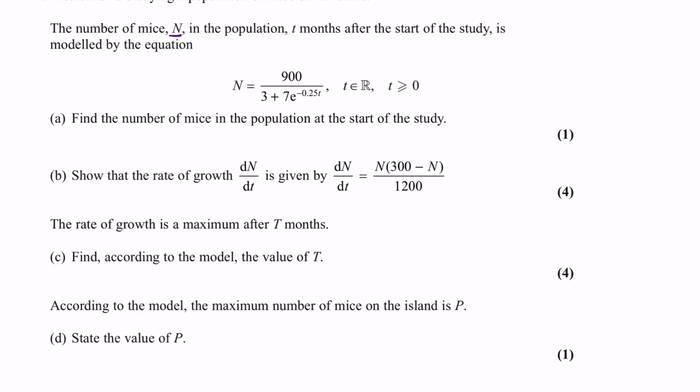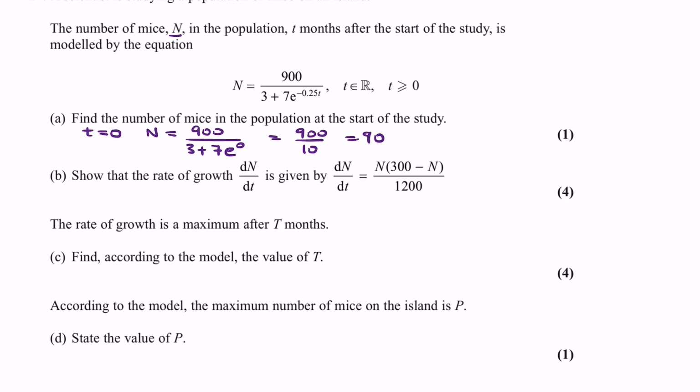That's really easy. When t is equal to 0, we can figure out the value of n. So n is equal to 900 over 3 plus 7e to the power of 0. Anything to the power of 0 is 1, so it ends up giving you 900 over 10, or just 90.